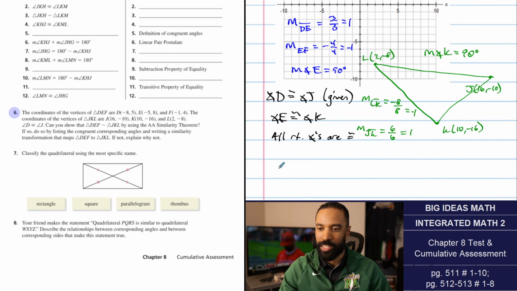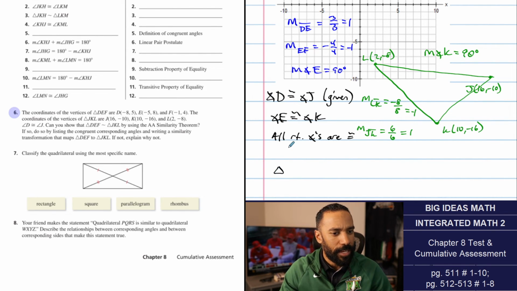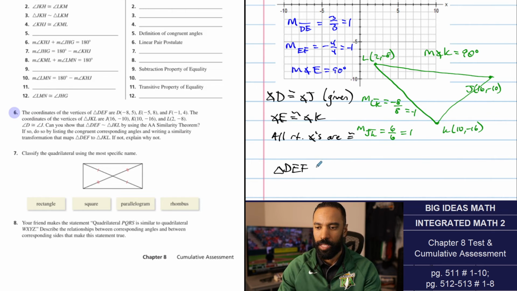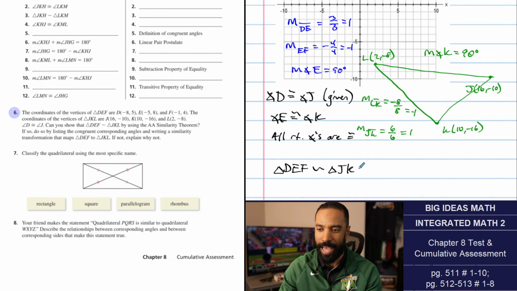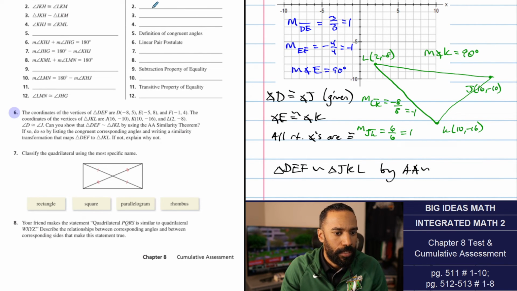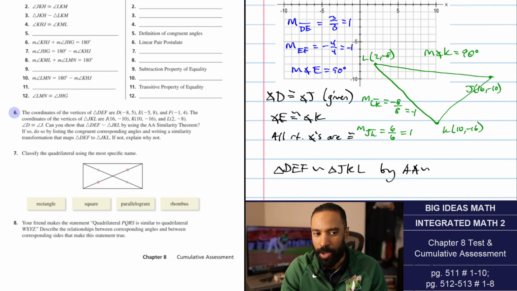So this, therefore, triangle DEF is similar to triangle JKL by angle. So we do have enough information there. Now the next question that they asked was writing so by listing the congruent corresponding angles. Oh, okay, well, it's these ones. D with J, E with K, and F with L.